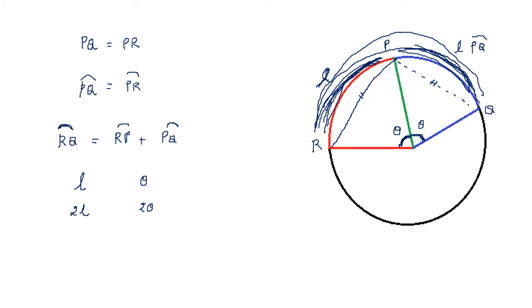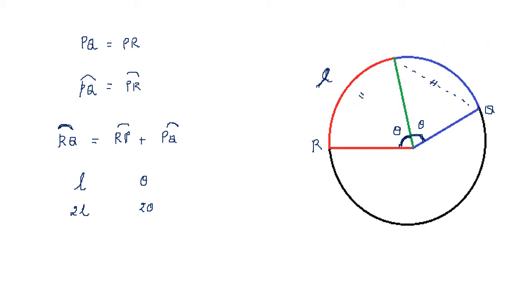What can you observe? That I had an arc of length L, which made an angle theta at the center. When I doubled L to 2L, the angle also became double. Means the angle at the center and the length of the arc are corresponding.